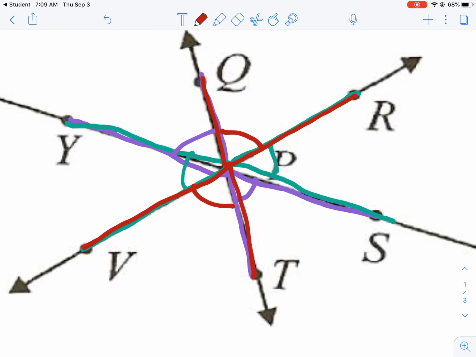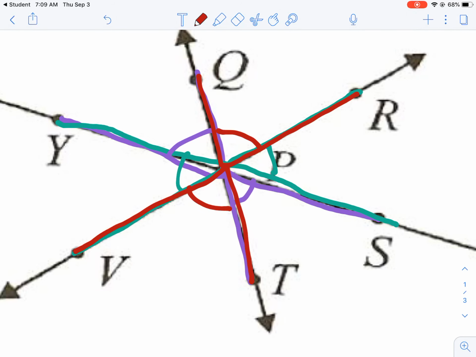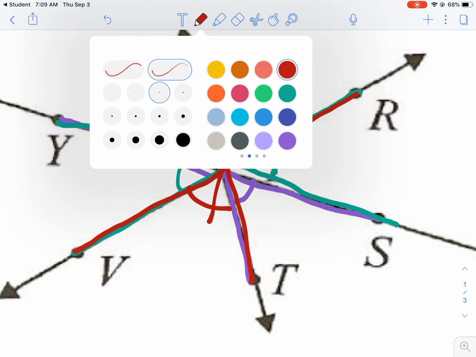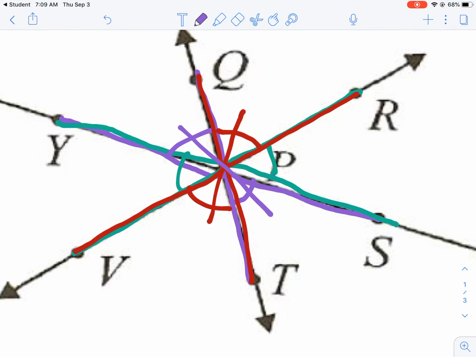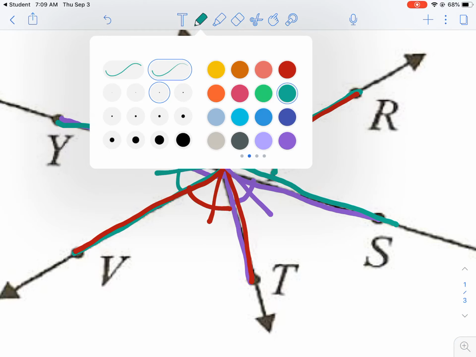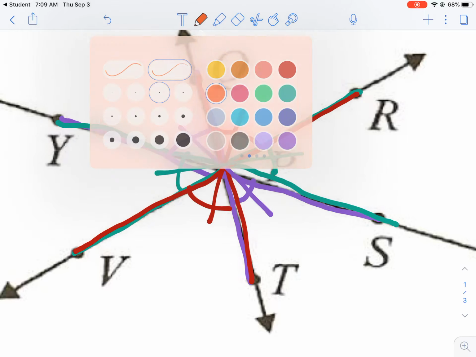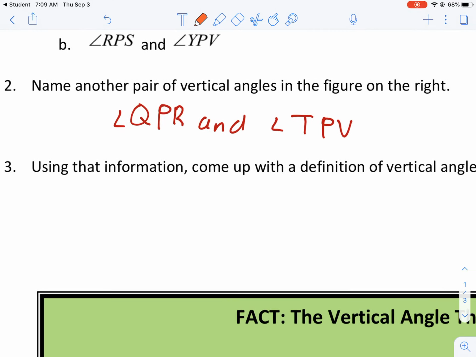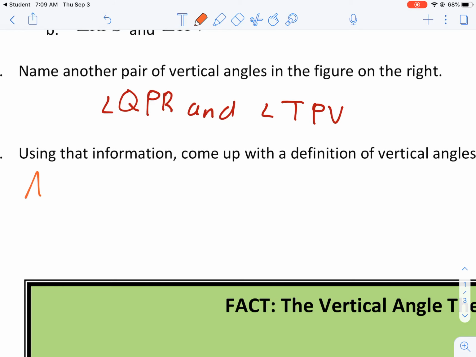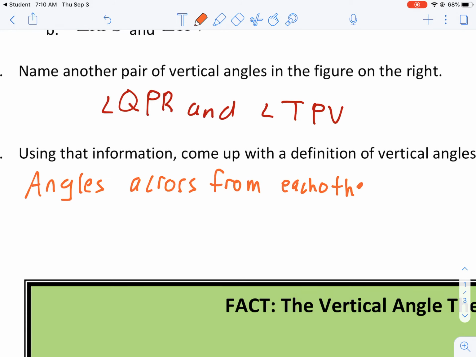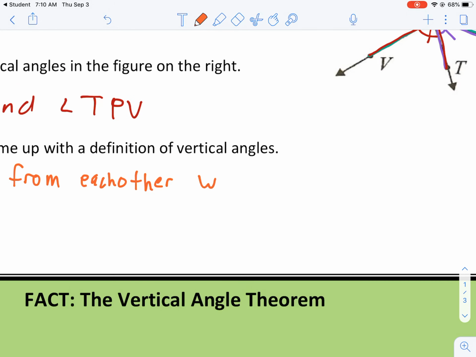And if you look, what do we notice about all these pairs of angles? Well, the red angles we have right there, the purple angles, and the green angles, you'll notice that they are all across from each other. So a definition of vertical angles can be angles across from each other when lines intersect.